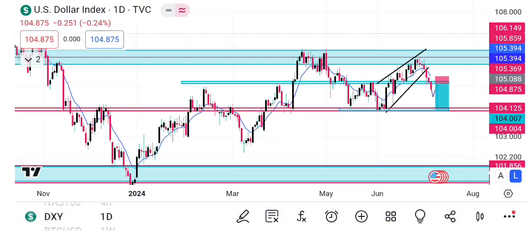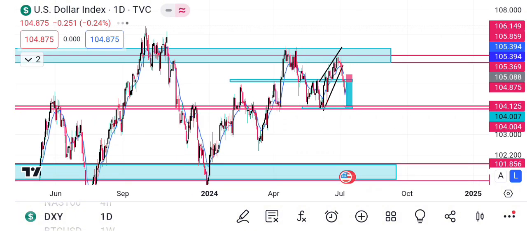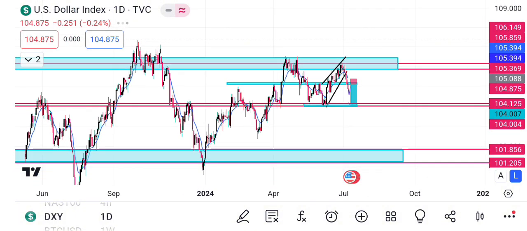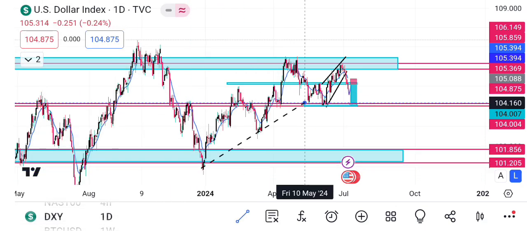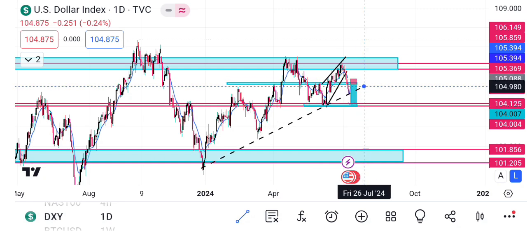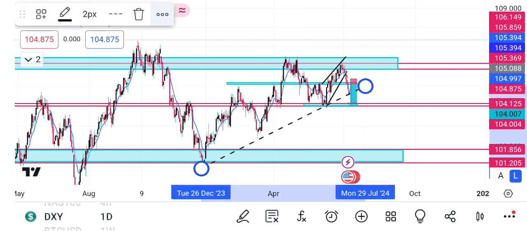So with the dollar index, guys, the overall trend that I see is that we are in an uptrend. That's the overall trend that I see. We are in an uptrend.